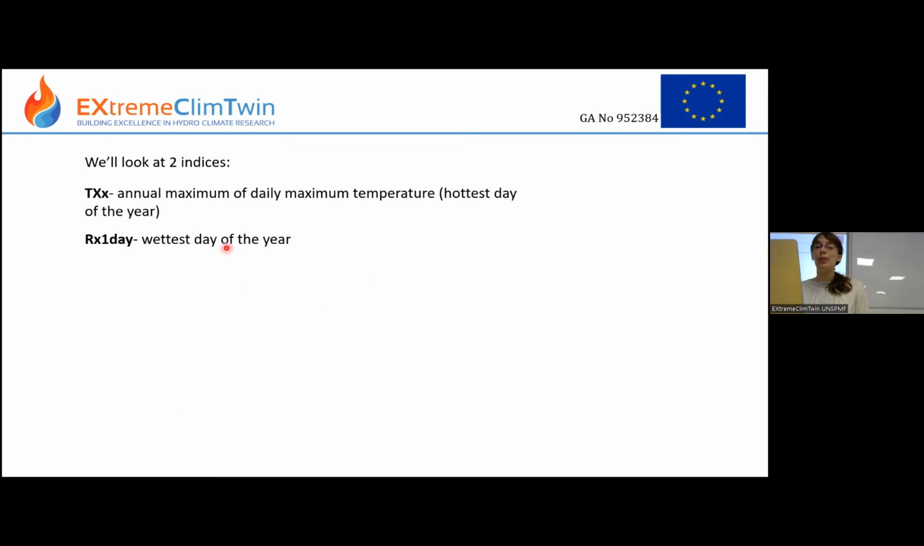So we'll look at two indices. There's TXx, which is the annual maximum of daily maximum temperature. In other words, the hottest day of the year, or the temperature of the hottest day of the year. And then Rx1day is the amount of rain on the wettest day of the year.